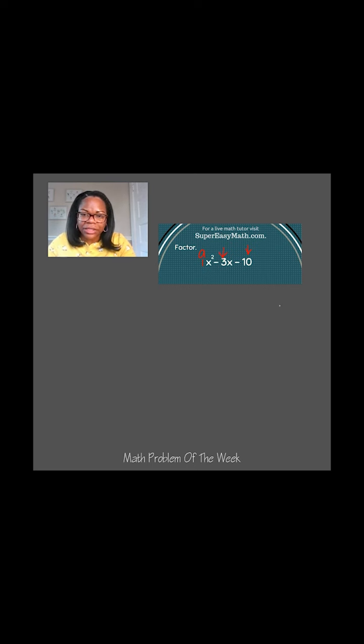So I usually go to the side of my paper or wherever I'm writing, write down my c term. Again, in this case, that would be negative 10. And I'm going to write down pairs that can be multiplied together to get negative 10. So that's going to be negative 1 times positive 10 or positive 1 times negative 10. Then you have the 2 and 5 combination. So you got to make one of those negative. So negative 2 times positive 5 or positive 2 times negative 5. All of those when multiplied together would give you negative 10.